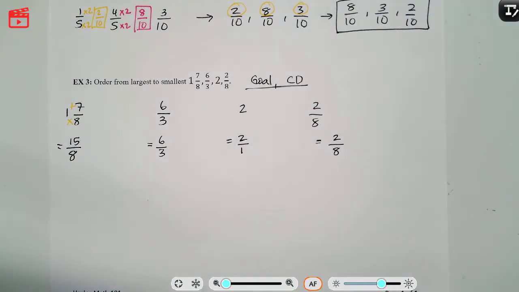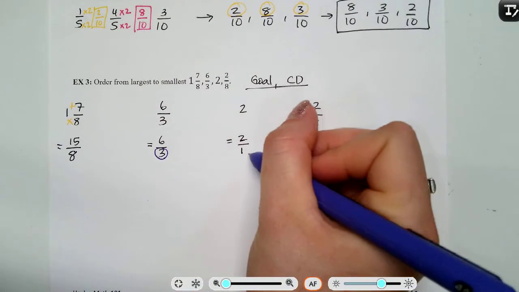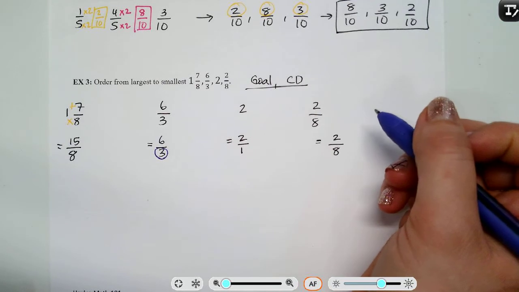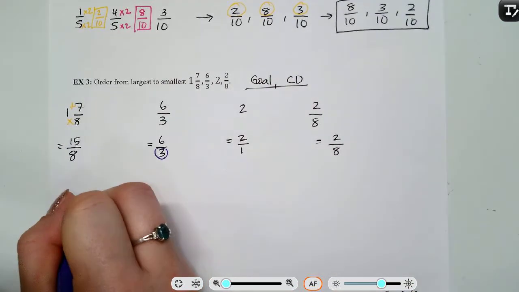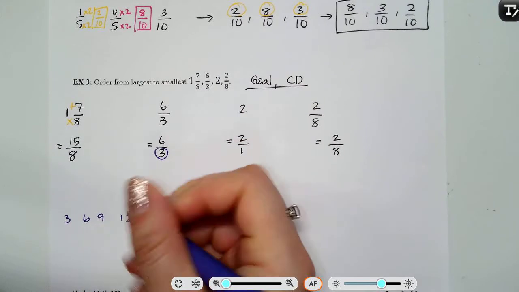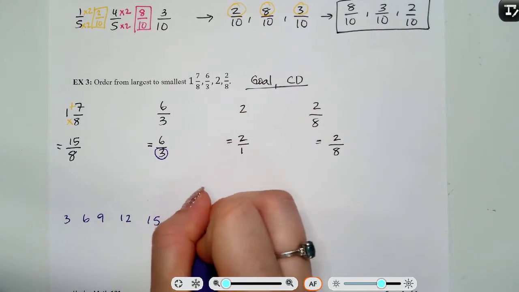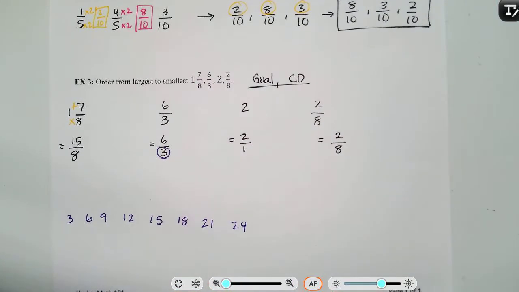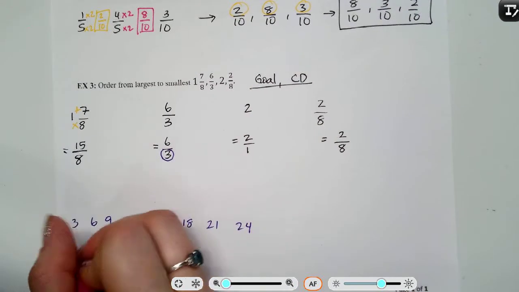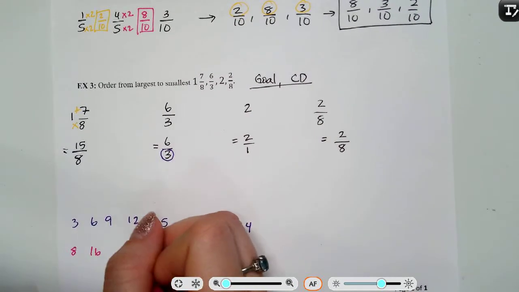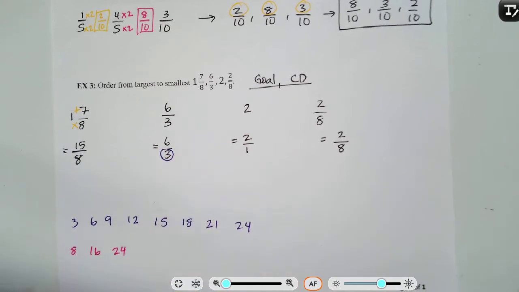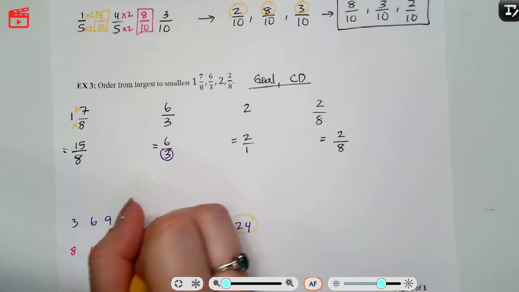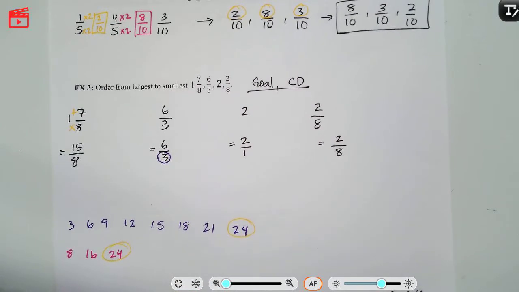All right, so what's a common denominator? We're looking at 3 and 8. 1, we pretty much just ignore because that can be multiplied by anything. So multiples of 3 are 3, 6, 9, 12, 15, 18, 21, 24. Multiples of 8 are going to be 8, 16, 24. Hey, look at that. We've got our common denominator, 24. So our lowest common denominator is 24.